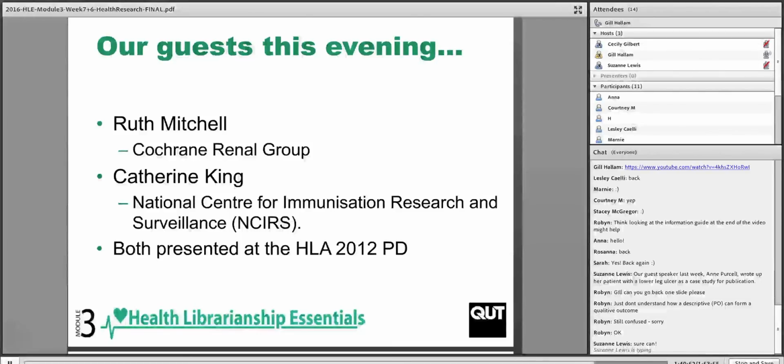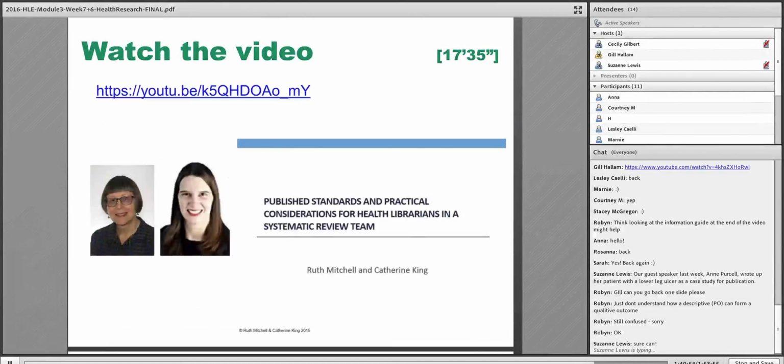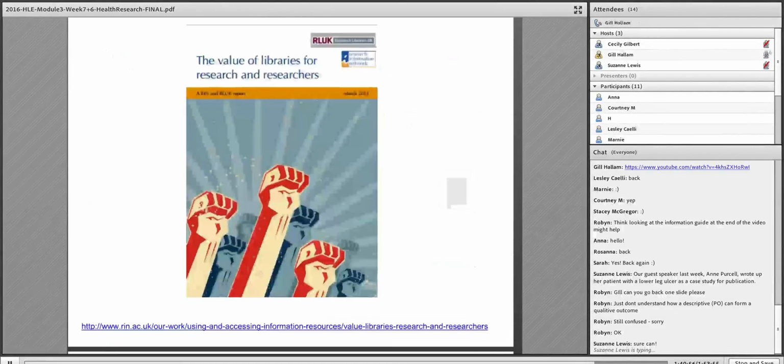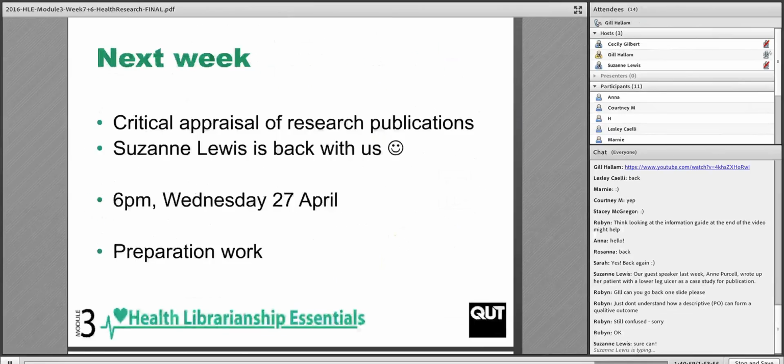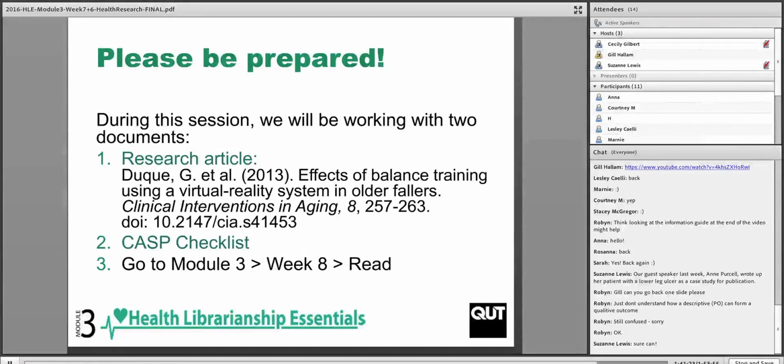I'm going to jump through, I've got the URL there. I'll jump through the next little bit because we're running out of time and think about next week. We always fill up these sessions with too much information. We've realised that. Next week, it is around the critical appraisal of research publications. So Suzanne is going to be our wonderful person on board again. There is some preparation work, and this is what we make sure that you do.